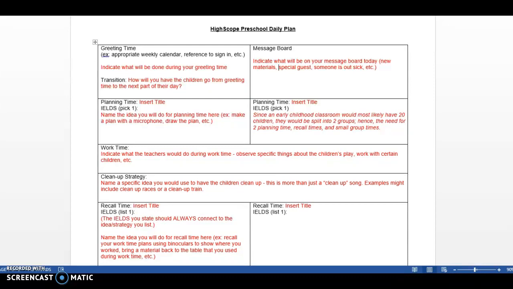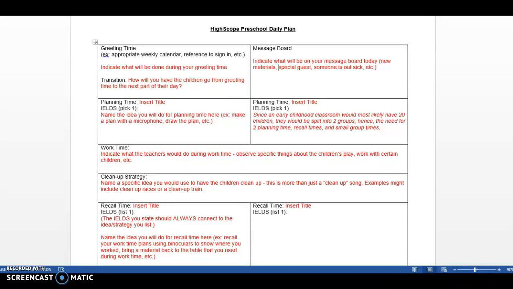From your observations, if you observed at the lab school at Harper, you probably saw that they didn't necessarily do the same things during their planning and recall times. And so pick two different ideas that you could use. Maybe one teacher does this and the other teacher does something else.